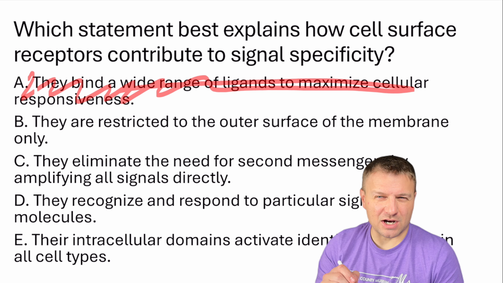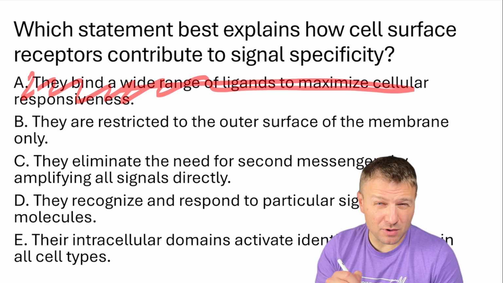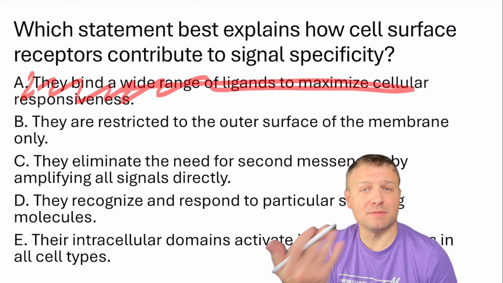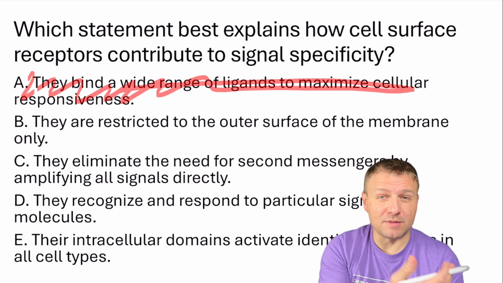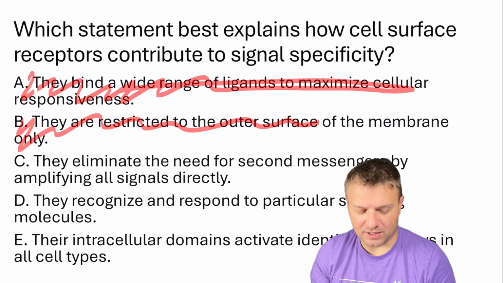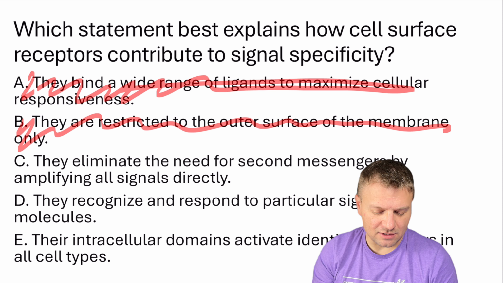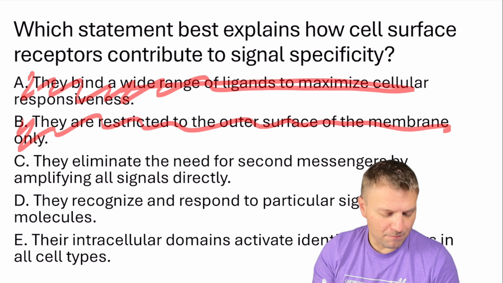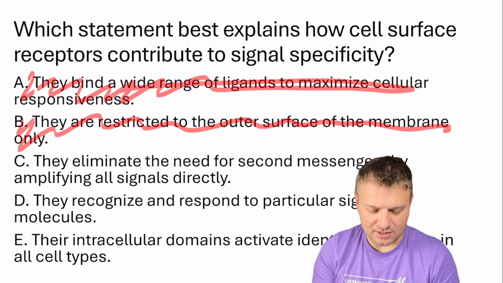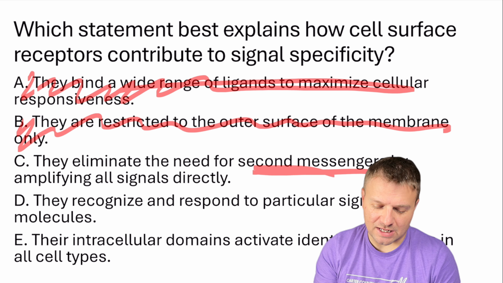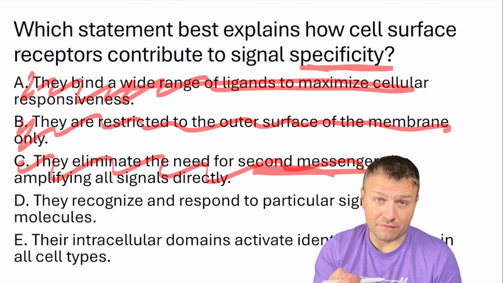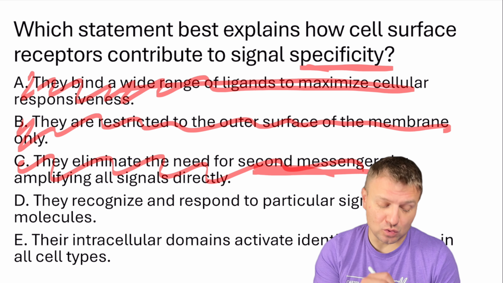That's like saying they're not actually transmembrane or integral membrane proteins, and that wouldn't work because they're trying to transmit the message inside the cell, and that's not making sense, so B is out. C, they eliminate the need for secondary messengers by amplifying all signals directly. No, those receptors need the secondary messengers. That's not going to add into specificity. C is out. So again, we went from a 1 in 5 chance now to a 1 in 2 chance.